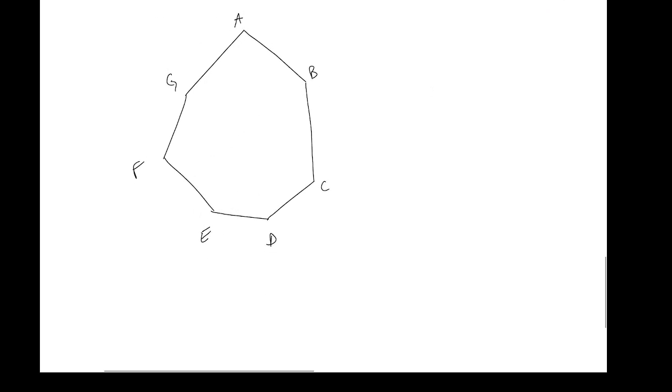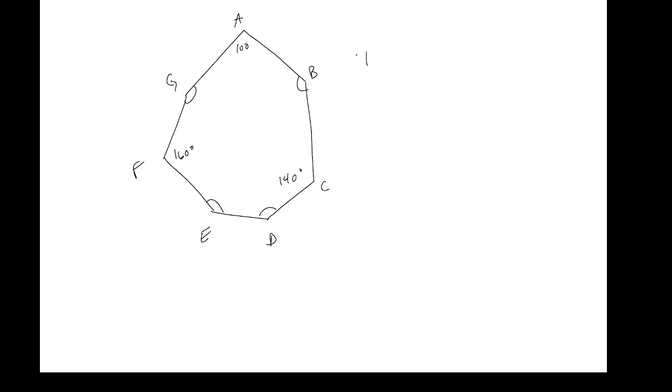1, 2, oops. Let's try to make these as straight as I can. 2, 3, 4, 5, 6, 7. Let's label these guys A, B, C, D, E, F, and G. Given that G and B are going to be congruent, E and D are going to be congruent, and then I have the following measures: 100, 160, and 140.